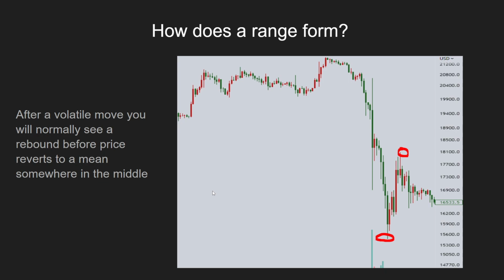After a volatile move, you will normally see a rebound before the price reverts to a mean somewhere in the middle. This is normally where there is a combination of exhaustion from the aggressive players and strength from the passive players. The end of the reversion back will be the other extreme of the range.